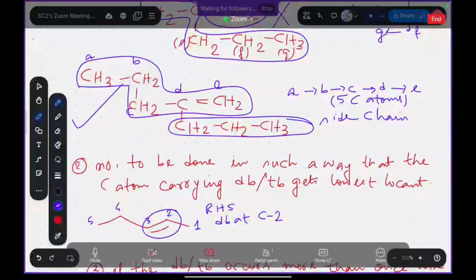Now if I take the same compound and write it in this way, and start numbering from the left hand side, what do you see? From the left hand side, the double bond is at carbon 3, the third carbon, which is wrong. As I said, you will number in such a way that the carbon atom carrying the double bond gets the lowest locant, or the carbon atom carrying the triple bond gets the lowest locant.